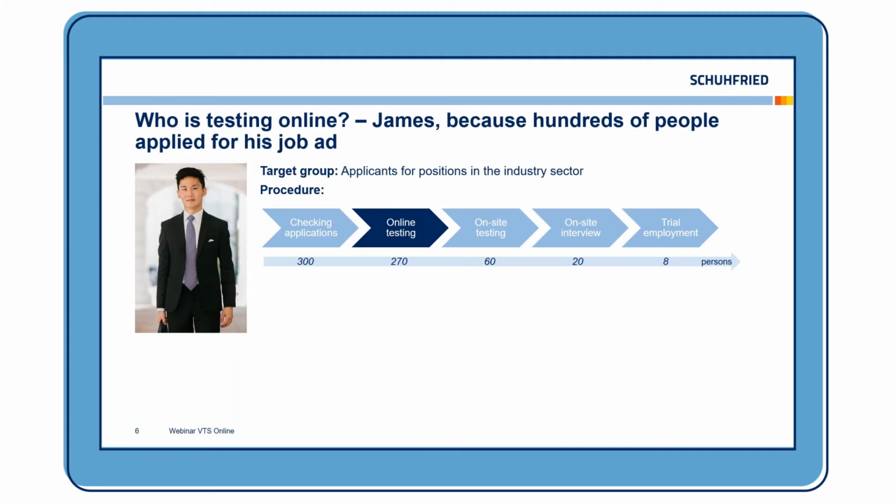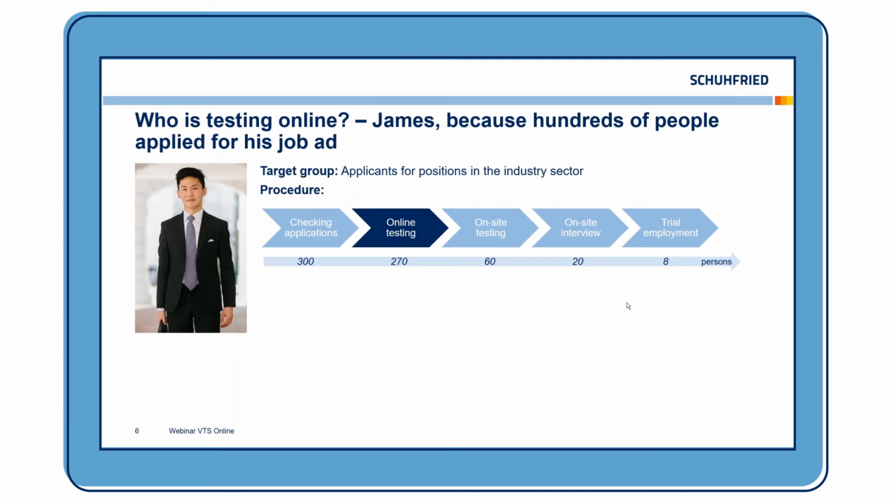So first, he starts the same way by checking applications for must-have criteria. You see, it's quite a large number of applicants here, 300 applicants overall. He has the advantage that his company is using standardized online forms where applicants have to insert their personal information as well as working experience, which makes it a lot easier to check for must-have criteria. He then invites the 270 persons who match the requirements to an online testing.